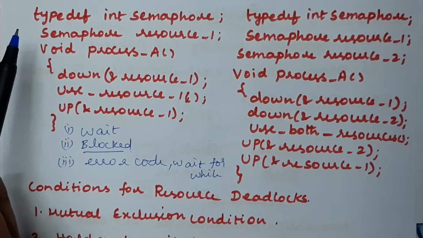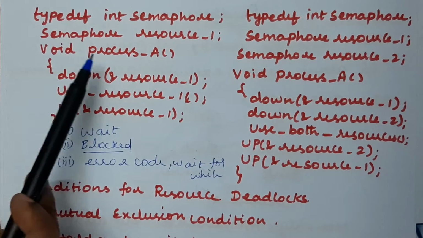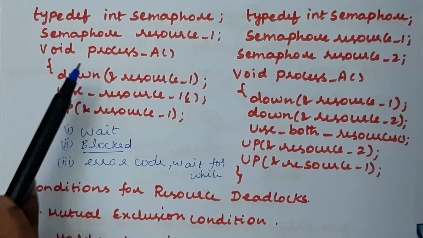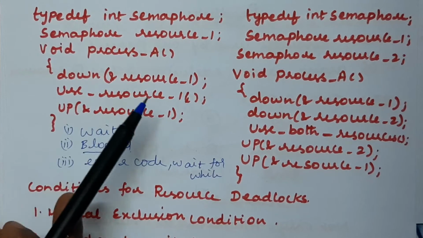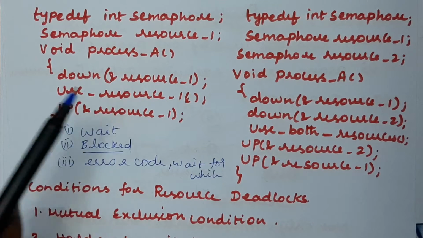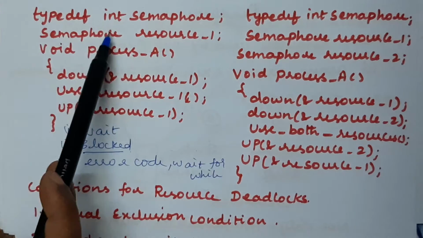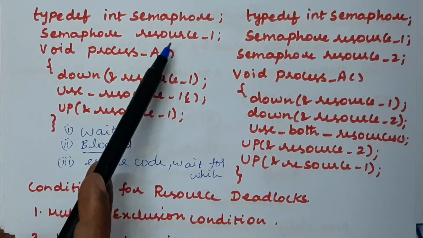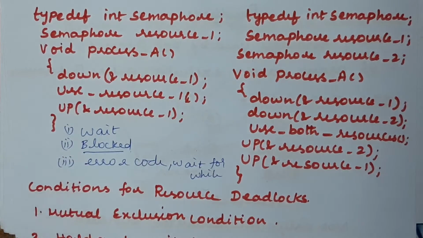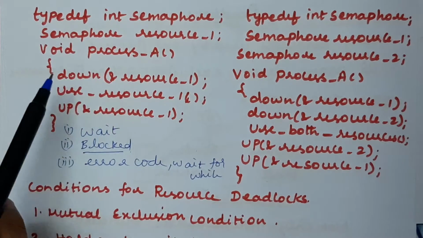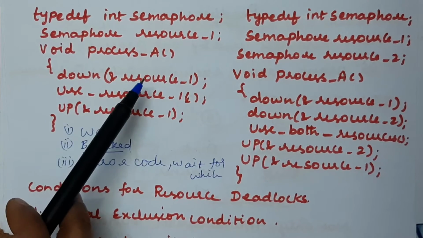Let us see the code for two processes, process A and process B, and how it requests the resource, and if the resource is not available, how it actually gets blocked. First, we have declared the semaphore variable, semaphore resource 1. The resource is shareable, in the sense that it can be used by any of the processes, but not at the same time.